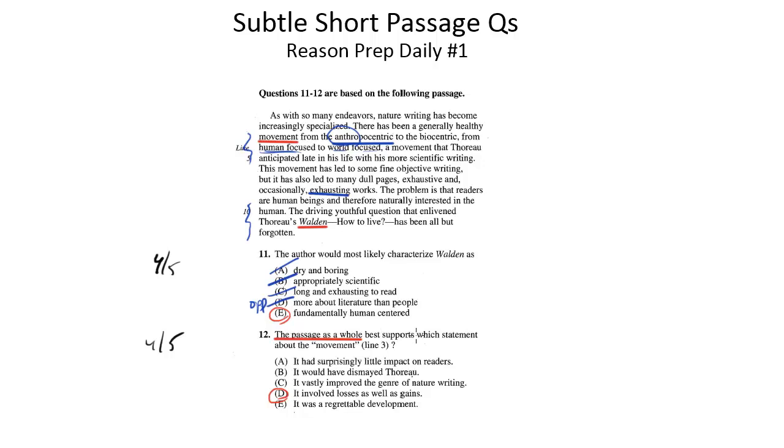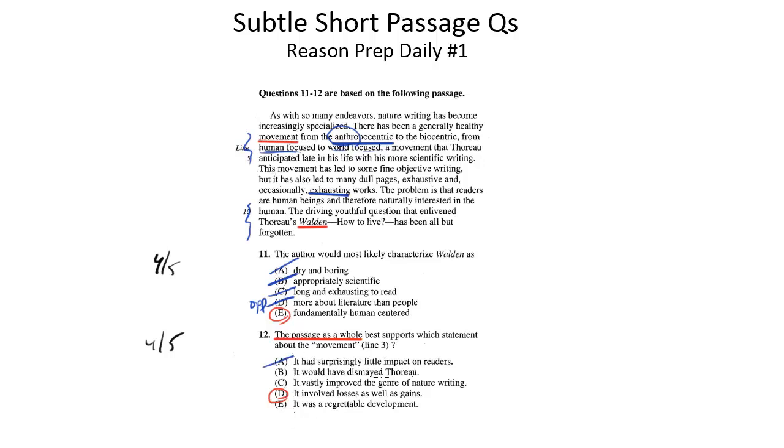The passage as a whole best supports which statement about the movement? So the movement, again, was the focus from the human to the world-focused and all the consequences of that. So A, it had surprisingly little impact on readers. Did it say that? Not really. If anything, it had an impact, which is why this writer is talking about it. So A is not supported.